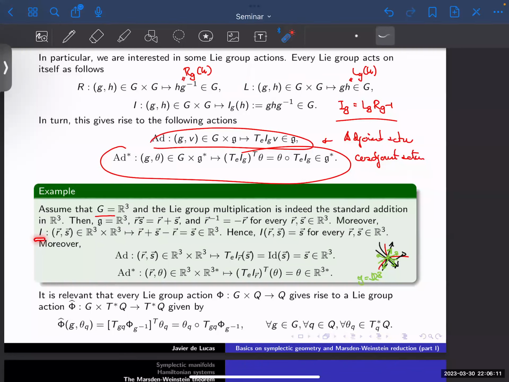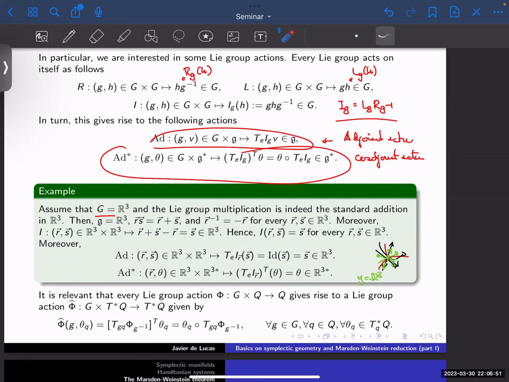So the action by inner automorphisms is stupid because, given a certain element R of R3, you have to act on the left, I mean to sum R, and then on the right by minus R. But you see, this is abelian, so it's just the identity. Every element of R3 acts on R3 as the identity. It doesn't make much sense, well, it's trivial, let us say it this way. And when you pick up the adjoint action, it gives you the identity, and the coadjoint action gives you the identity too.